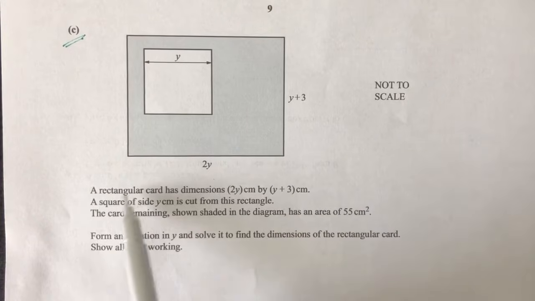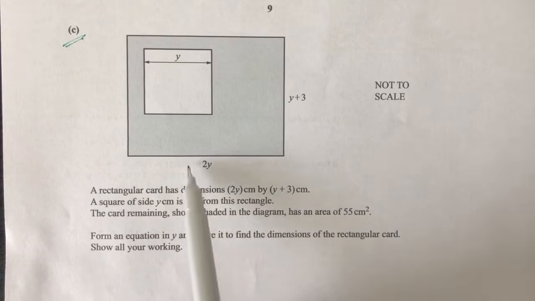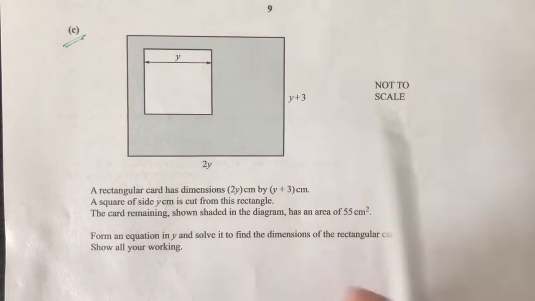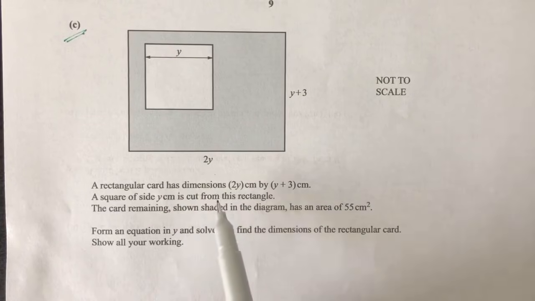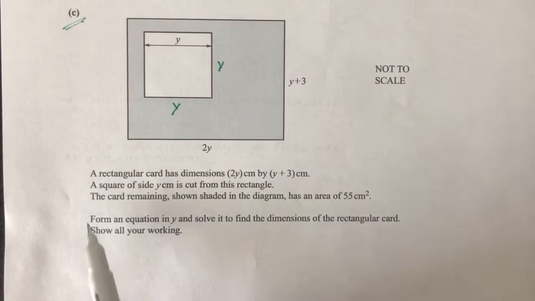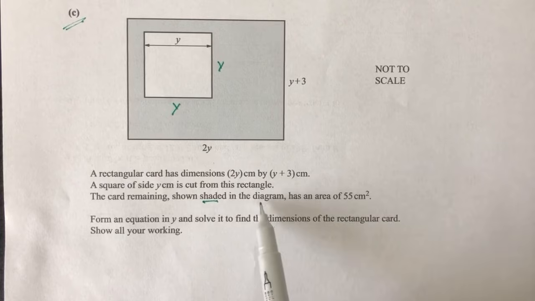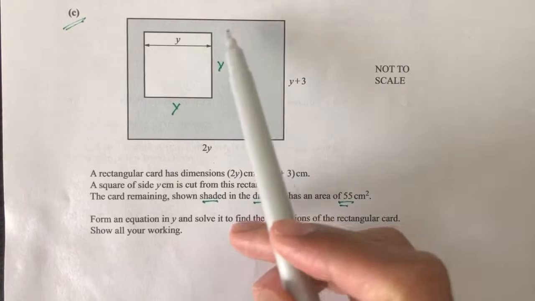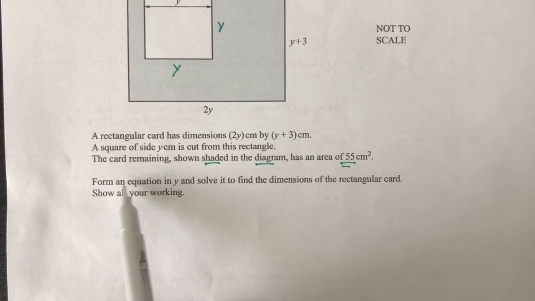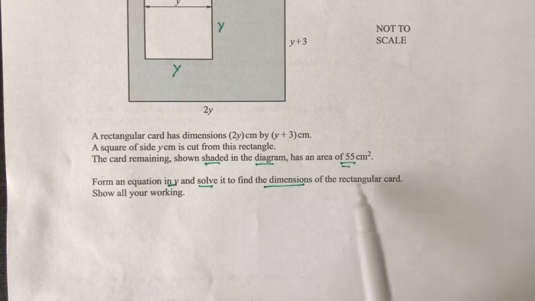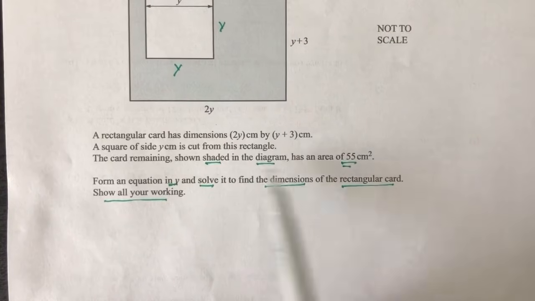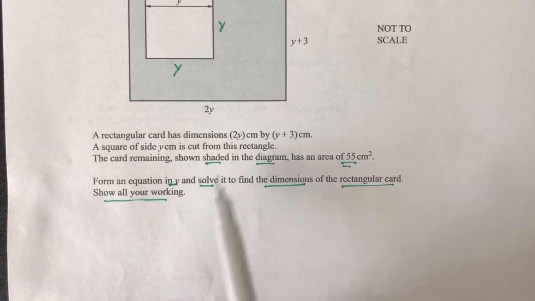So a rectangular card has dimension 2y by y plus 3. That is the dimension of this rectangle. So a square of side y is cut from the rectangle. So side is y, so it means this is y as well. The card remaining shown shaded in the diagram has area of 55. So this region here has area of 55. So the question asks you, form an equation in y and solve it to find the dimensions of the rectangular card. So we have to find this and this value. So how do you find? You have to use this information to find the value of y.